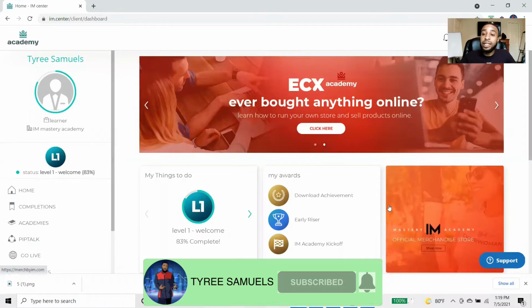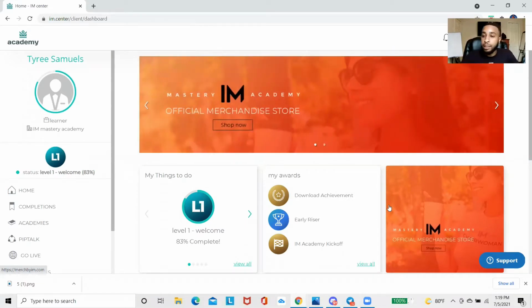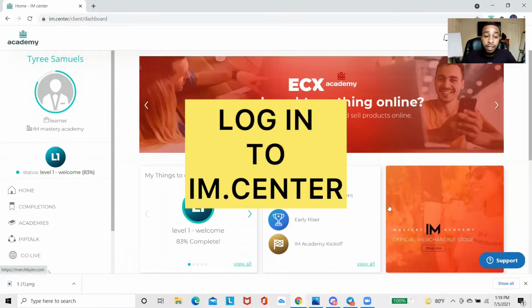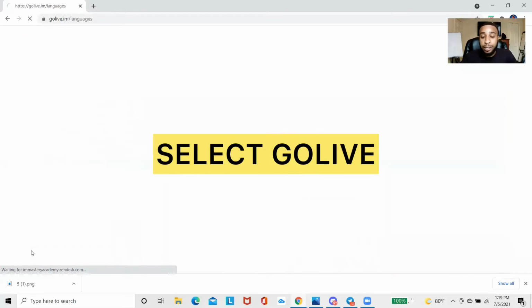Now, today I was telling you guys, we're actually going to be talking about how you can start trading in the foreign exchange market using 4 simple steps. As you guys know, a lot of these scanner videos start off pretty much the same. So the first thing you want to do is log into im.center. After you log in, the next thing you want to do is go to where it says go live, right?